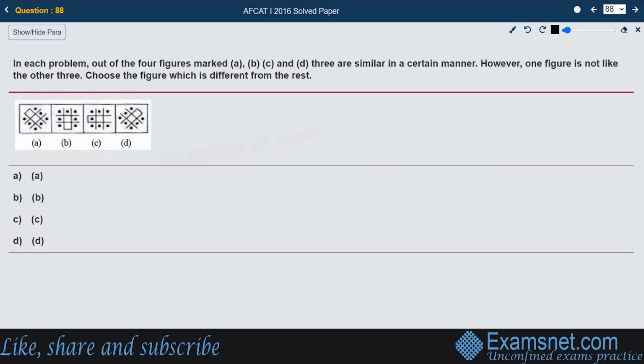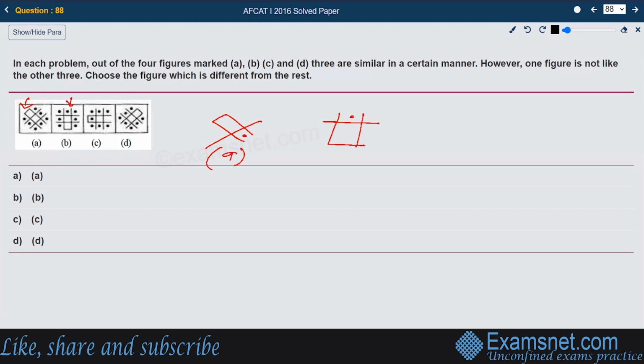Next question. We are again supposed to find the odd one out. Look at the options carefully, A, B, C, D. Whenever you have a closed box, the outermost cell has got a dot. In option A, the outermost cell has got a dot. In option B, the closed cell is this, and the outermost cell has got a dot.